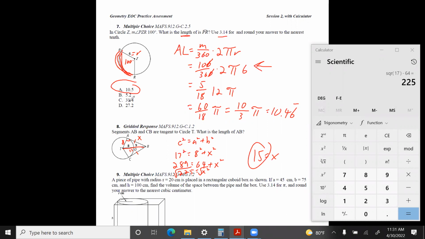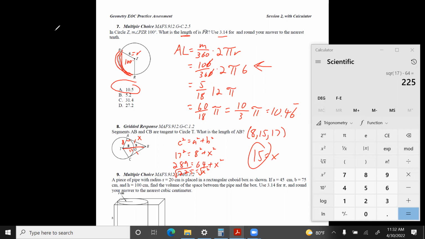Now, if you knew your Pythagorean triples, you may have got this answer a lot faster because we had one that is an 8, 15, 17, and that was our triple. So we had 17, we had 8, the missing value was 15, and we could have got our answer a lot quicker.